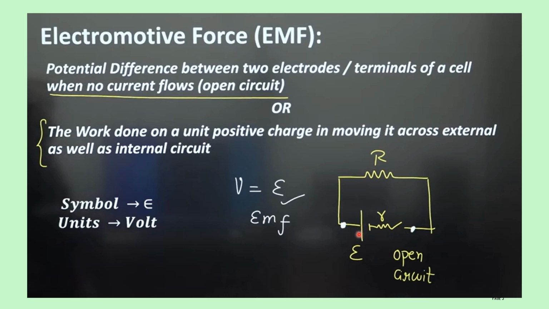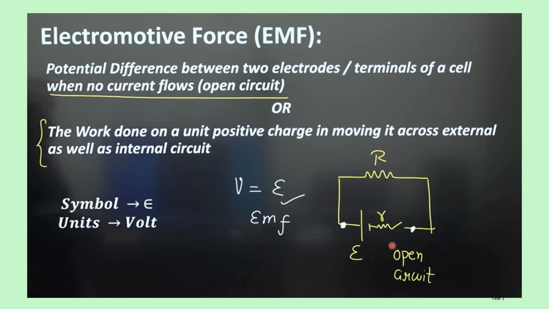Then these two are the terminals of a cell. Then this capital R is the external resistance of the circuit. Here EMF means the potential difference between two electrodes or terminals of a cell when no current flows, or open circuit. In an open circuit the current will not flow.